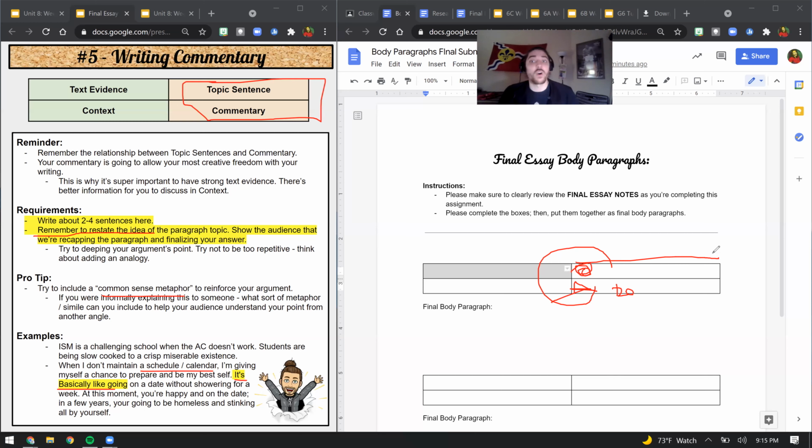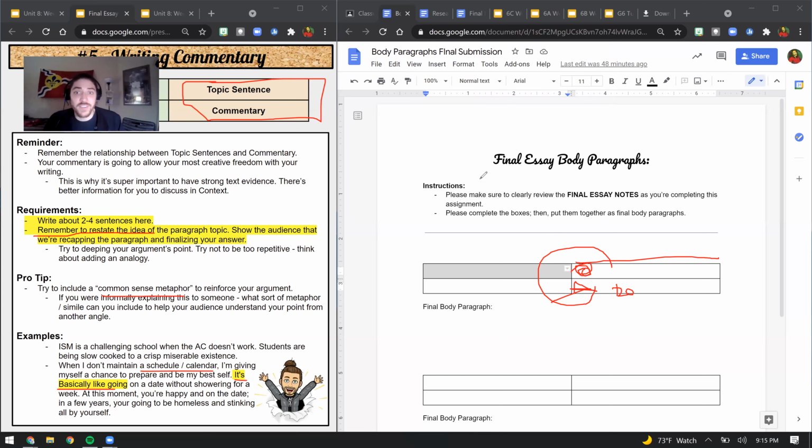Okay. You guys all the time use slang. Yo, if you use this, you're basically saying this. That is what I want you to think about with your commentary. How can you reinforce a topic sentence in a new way, basically like a metaphor, without being repetitive and understanding that we're coming back around full circle? Okay. That's what I'm looking for commentary.